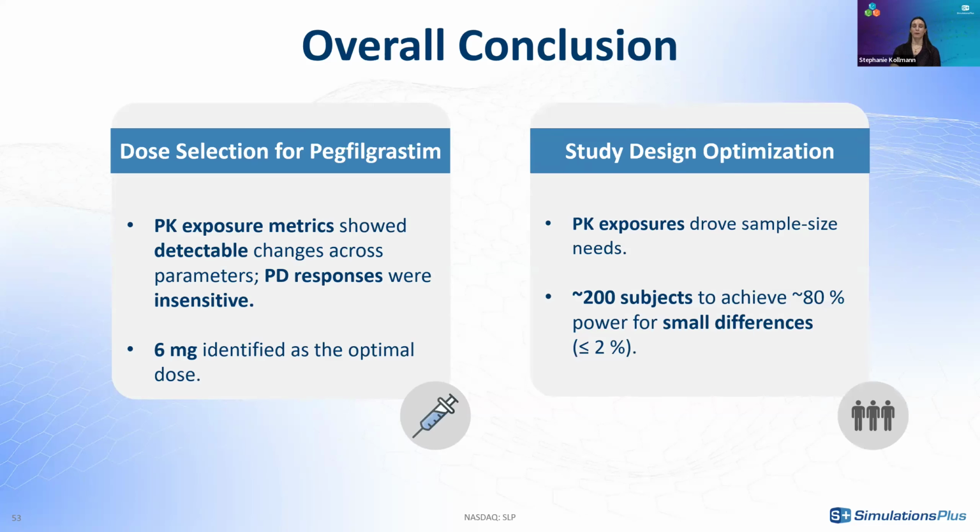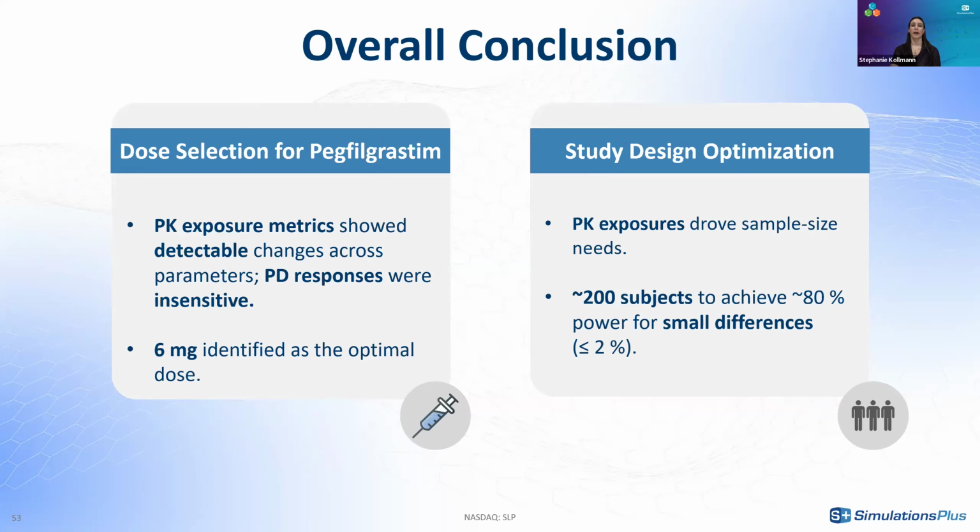So in the second part, we performed clinical trial simulations along the same parameters to evaluate the required sample size for confirming biosimilarity. And here again, PK exposure determined the sample size needs. About 200 subjects were sufficient to reach 80% power for small differences of up to 2% for dose delivery differences and up to 10% for parameter differences.